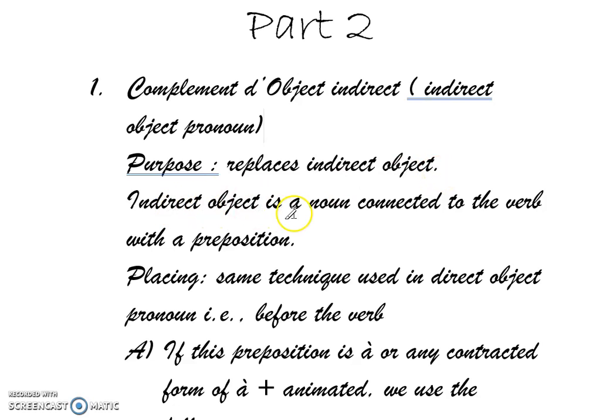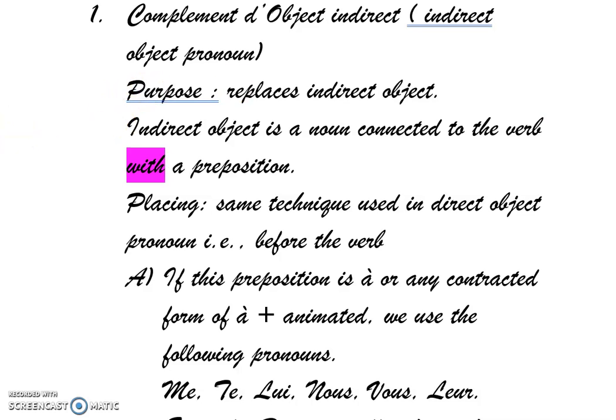What is an indirect object? It is a noun connected to the verb with a preposition. Remember that a direct object pronoun is connected to the verb without a preposition, and an indirect object pronoun is connected to the verb with a preposition. Placing is the same technique used in the direct object pronoun. That is before the verb.